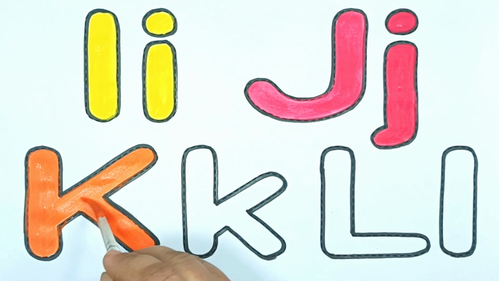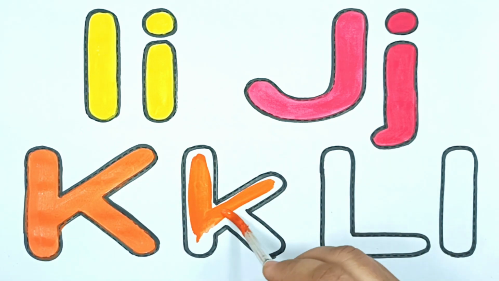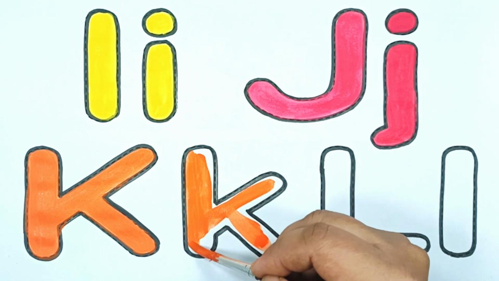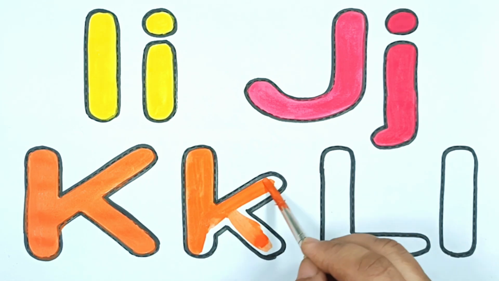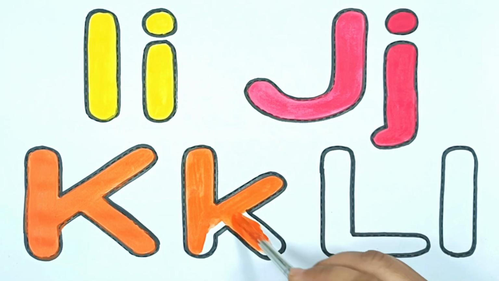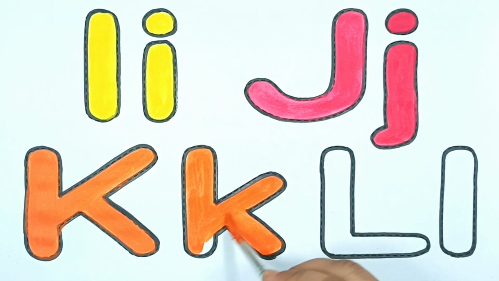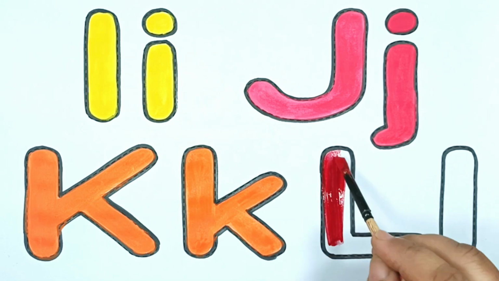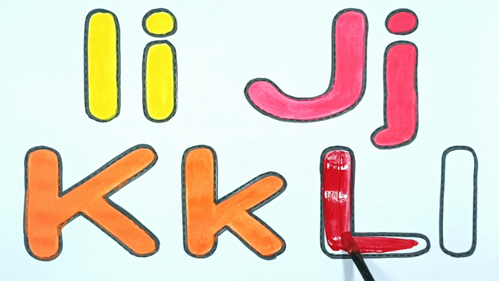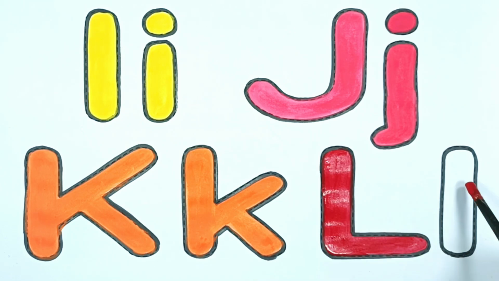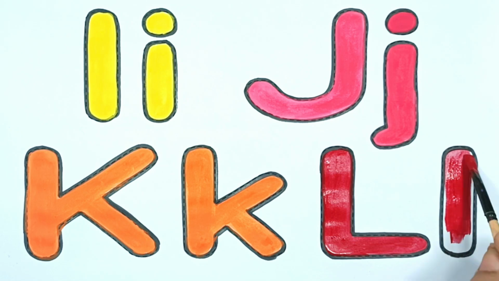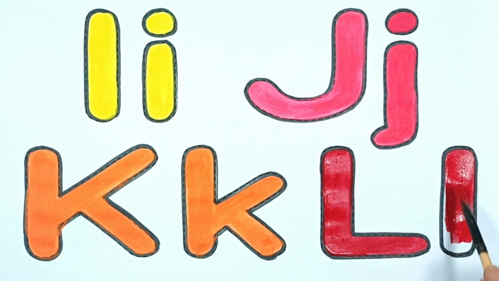K for kangaroo. K for key. L for ladder. L for leaf.